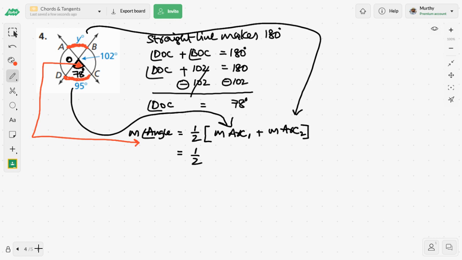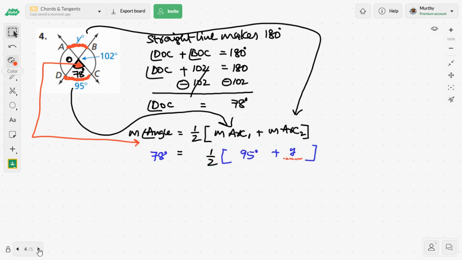So here I am taking 78 degrees equals half of what is the measure of arc 1? You see that it is 95 degrees plus the measure of arc 2, which is y. Therefore, here we have to isolate the variable y, right? So let's eliminate the other values one after the other. First of all, let me eliminate this half.